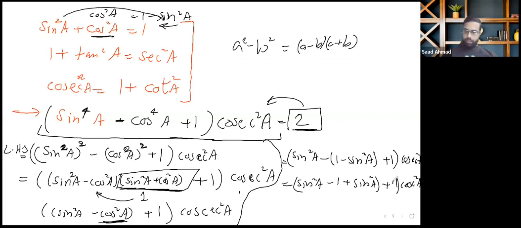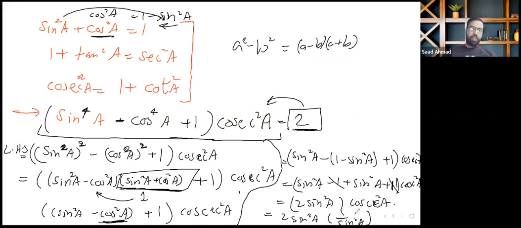There's a plus 1 here and the minus 1 from distributing inside, so they cancel out. We get 2 sine squared a times cosecant squared a. If you remember, I told you cosecant is 1 over sine, so cosecant squared a is 1 over sine squared a. So it's 2 sine squared a times 1 over sine squared a. This and this cancel out, and that gives us 2.